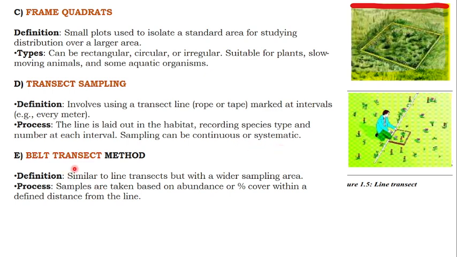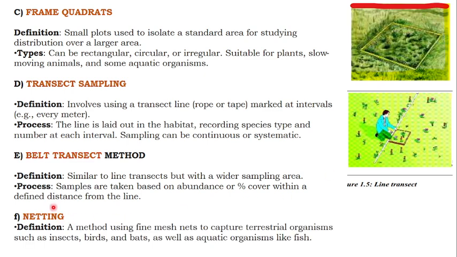So the belt transect method is also the same. They are similar. The difference is only that they are used on a wider sampling area. I hope you are understanding this one. Line transect means in this transect sampling, you take this line transect. Now by having this line transect, you are going to examine those organisms near to this line.